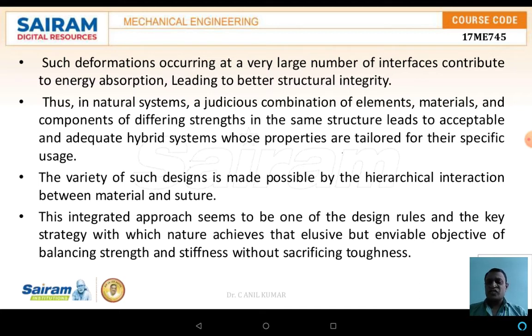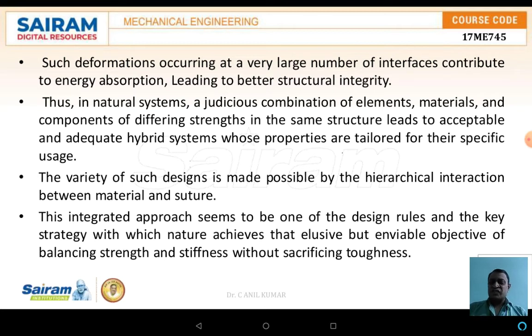Thus, in natural systems, a judicious combination of elements, materials, and components of different strengths in the same structure leads to an adequate hybrid system whose properties are tailored for a specific usage. The variety of such designs is made possible by the hierarchical interaction between the material and the structure.